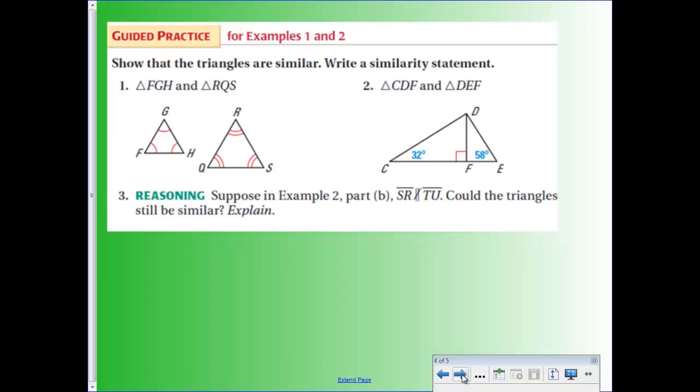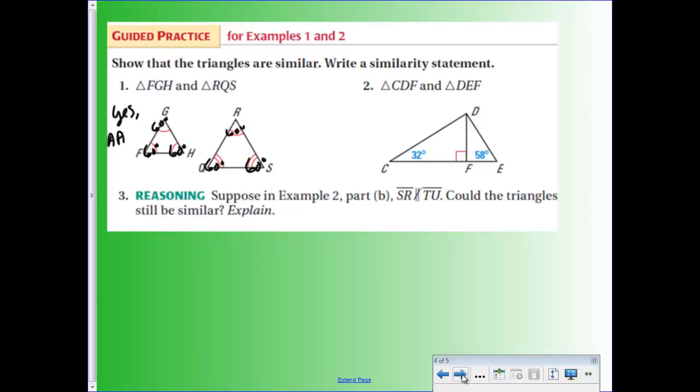So, what do I know about this? How big are each of those angles? 60 degrees, 60 degrees, 60 degrees. How about on this one? Oh, they're all still 60. Are they similar? Yes. By angle, angle.